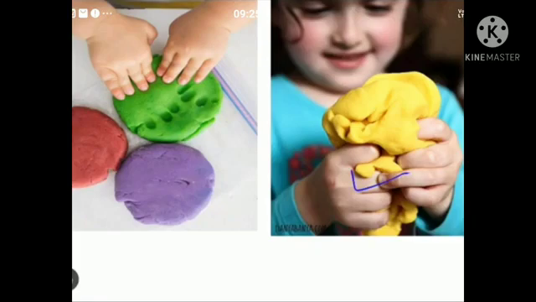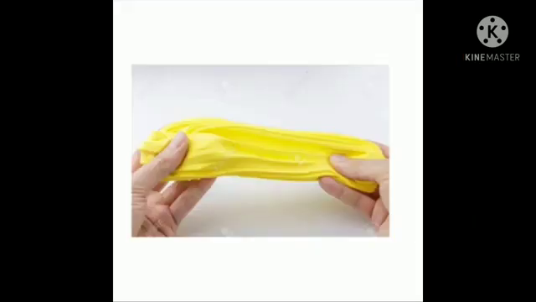Now tell me, see the picture again. When we bend or squeeze or press the dough, we are pushing it away. Yes or no? And when we stretch the dough, we are pulling it closer. Okay, children? Do you understand what we are doing here? What are we learning? We are learning the effects of push and pull. How the shapes are changing, we are seeing here.